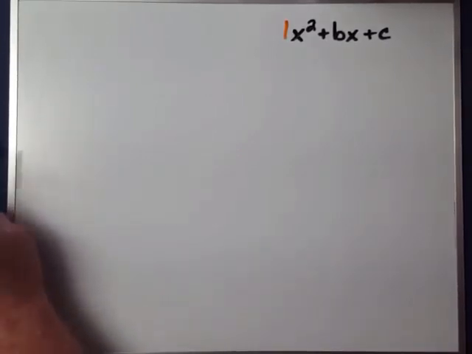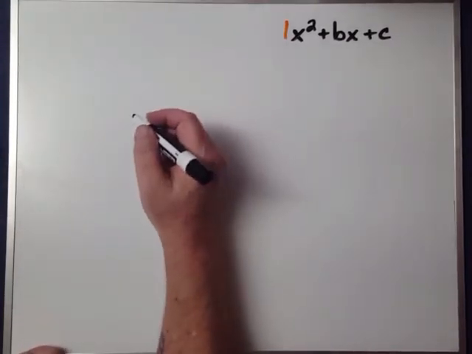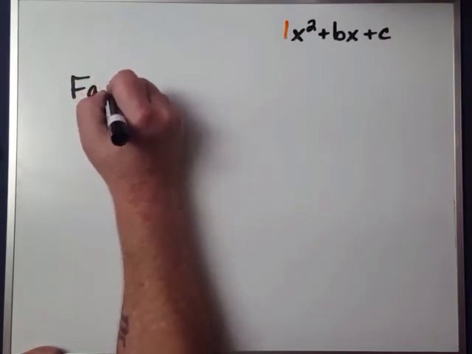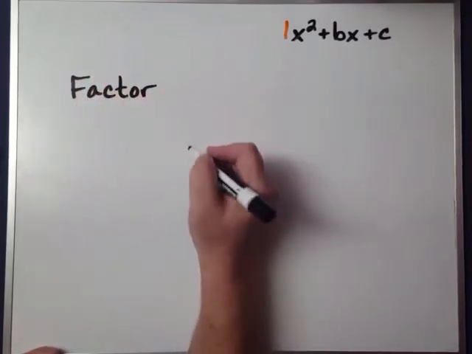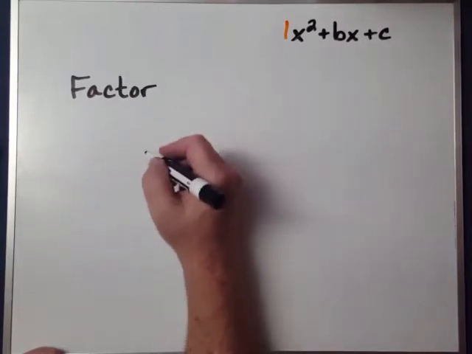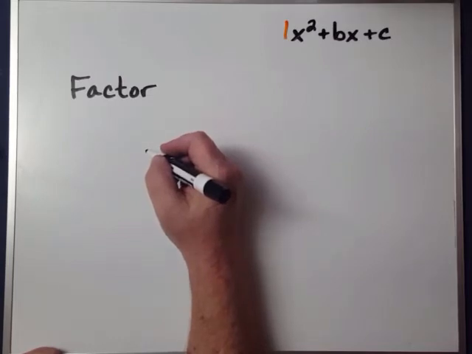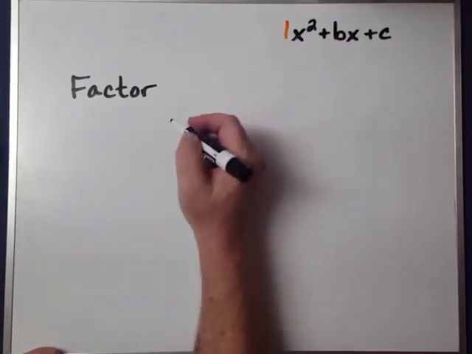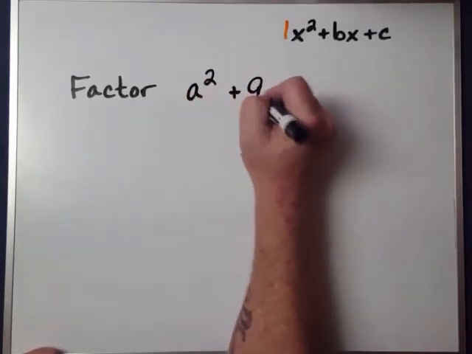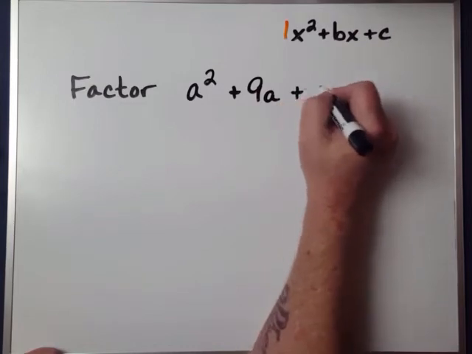Number 26. Number 26 says factor completely. I will never say factor completely. I will say factor. To factor is to factor completely. It says if a polynomial cannot be factored, write prime. We'll see what happens when we run up against one of those. Factor a squared plus 9a plus 20.